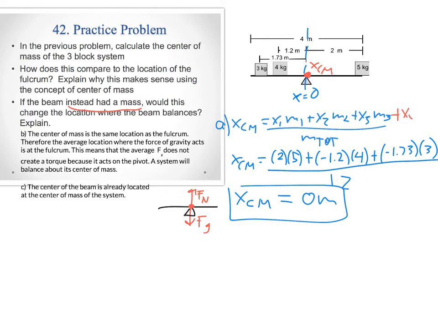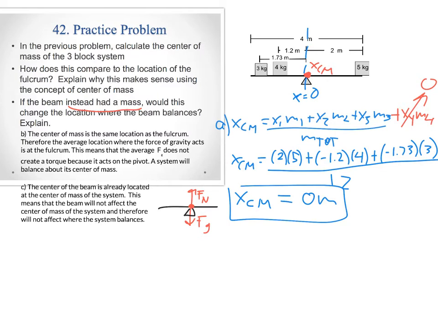So if we add in that term, it's just going to go away, because the center of the beam is located at the center of mass of the system. This won't always be the case, but in this case, the beam having a mass would not affect the center of mass of the system, and therefore would not affect where the beam balances.